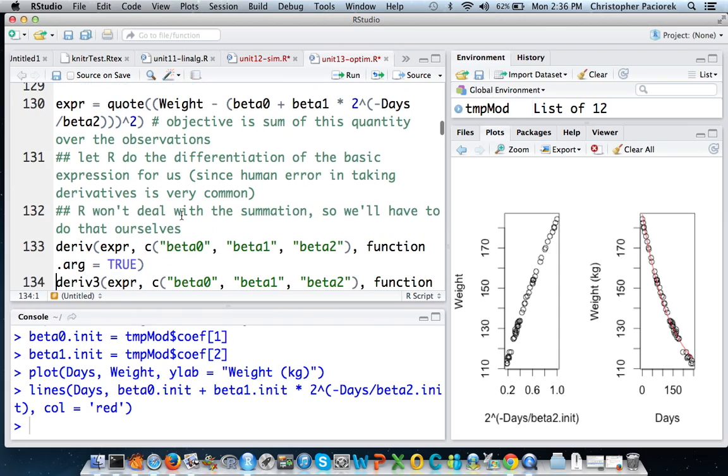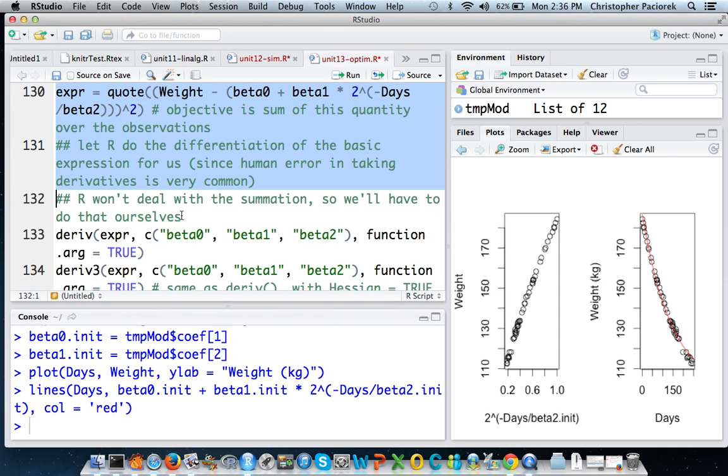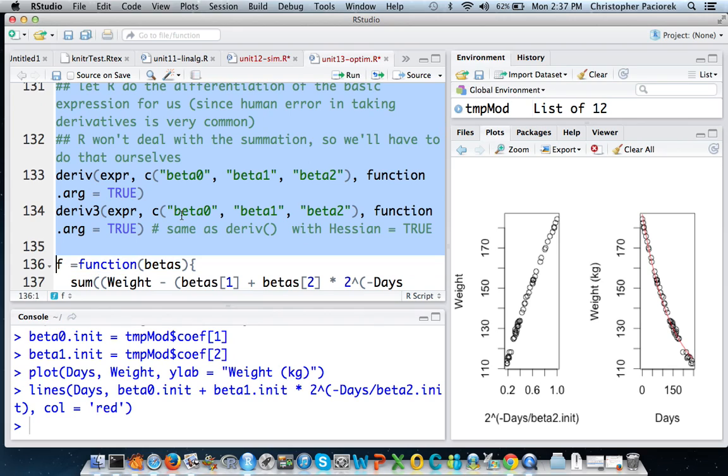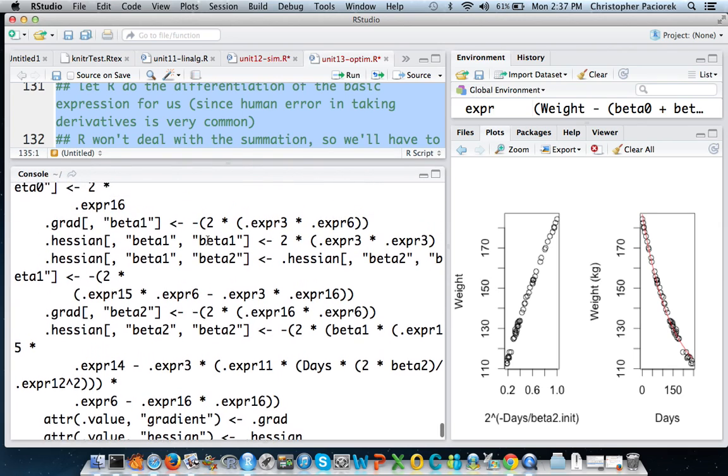R has a bit of symbolic differentiation ability, so I can take the derivative of that expression object with respect to beta 0, beta 1, and beta 2. I can also take the second derivative by calling the deriv3 function, and that will, by default, give me the Hessian as well, the matrix of second derivatives. It'll give them to me in symbolic form, and that will hopefully save me from making differentiation errors. You could also do this in Mathematica or other kinds of software. If you're doing more complicated problems, you'd probably want to use something other than R, but R can handle some symbolic differentiation.